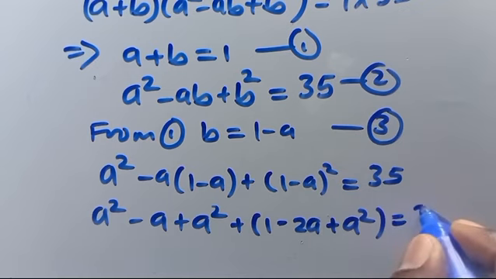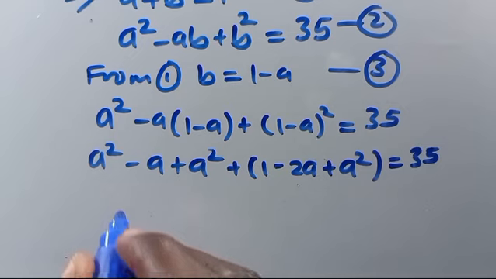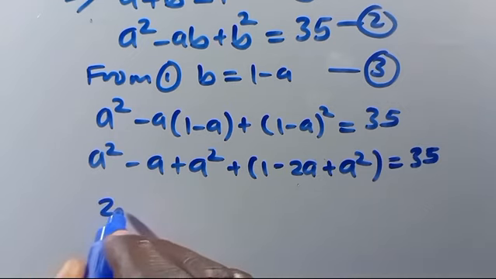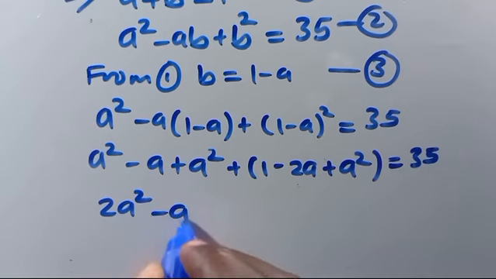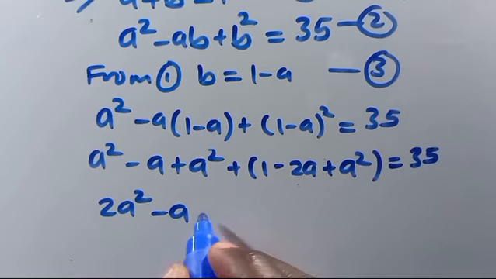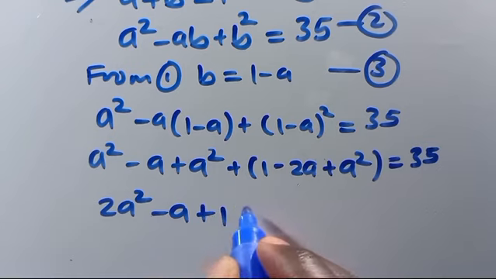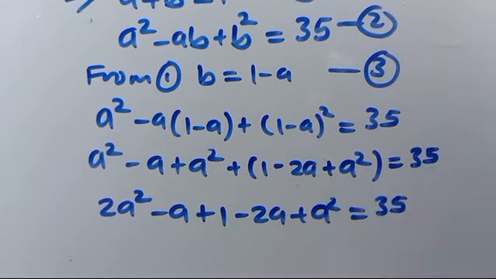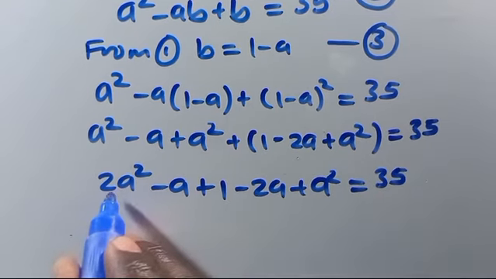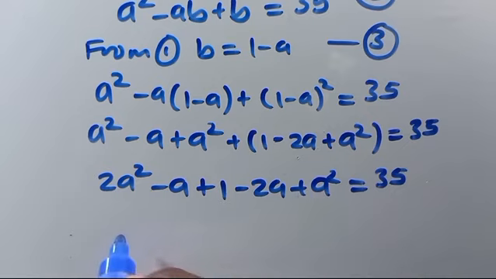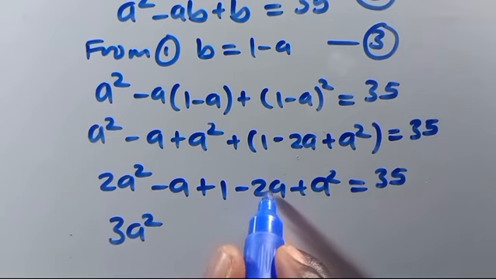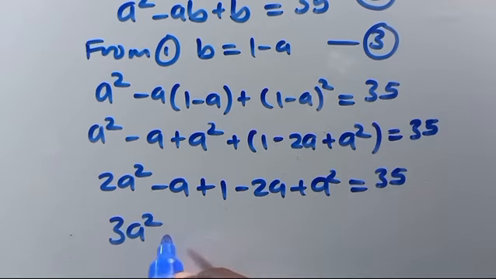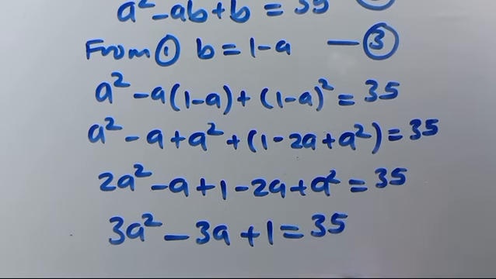So this will be equals 35. From here we have a squared plus a squared, which gives us 2a squared, then minus a. Then from here we have plus 1 minus 2a plus a squared equals 35. So from this, a squared plus 2a squared plus a squared, we have 3a squared. Then we have minus a minus 2a, so we have minus 3a plus 1 equals 35.